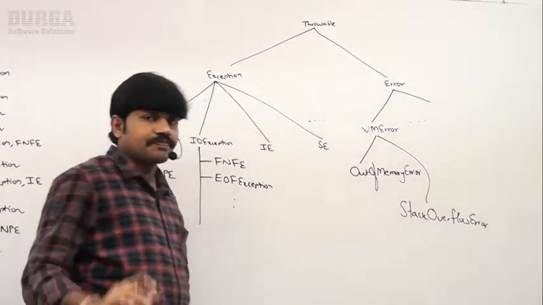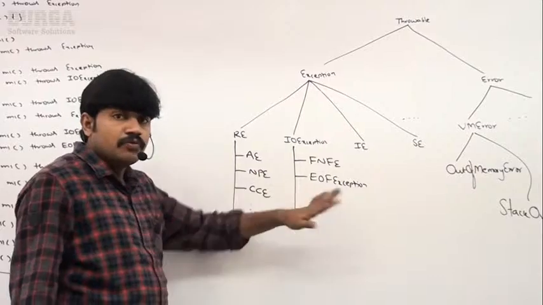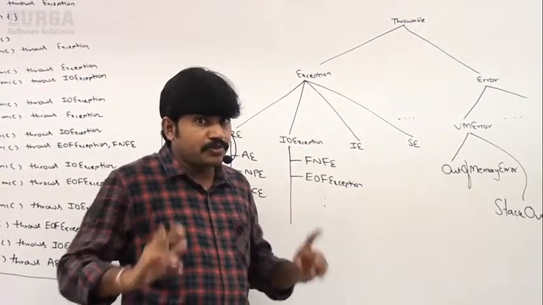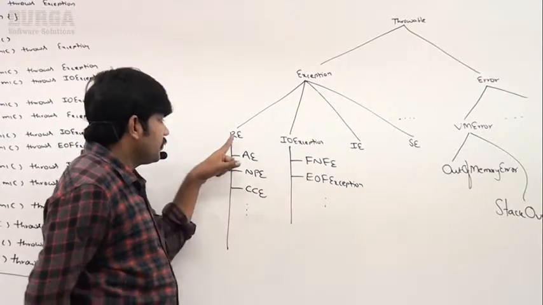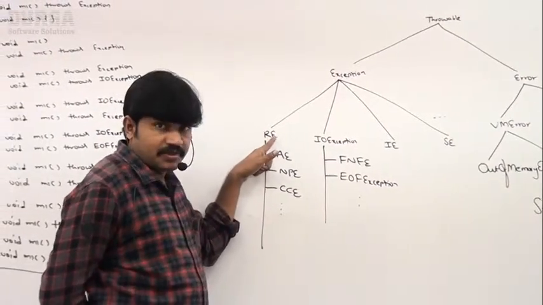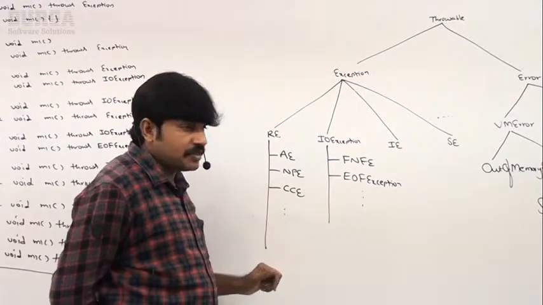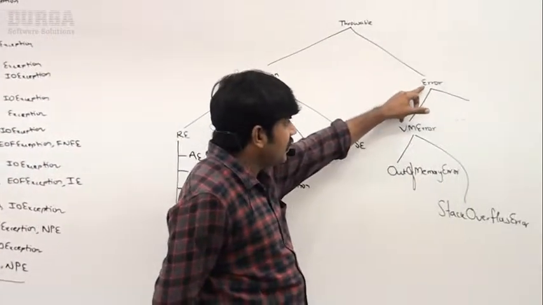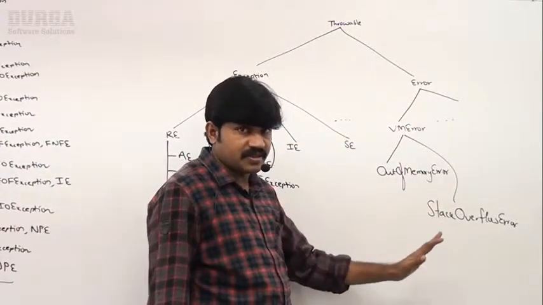Several things are there. Sir, please make sure which are checked exceptions and which are unchecked exceptions. Compulsorily you people should have clarity, right? Do you know what this is? Runtime exception, arithmetic exception, null pointer exception, class cast exception. These are child classes of runtime exception. Next, what is this one? Error. Under error, there is virtual machine error and several other things.